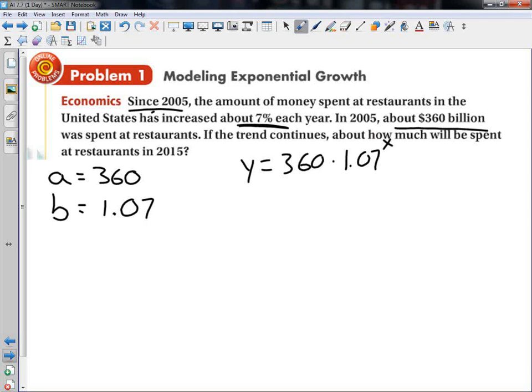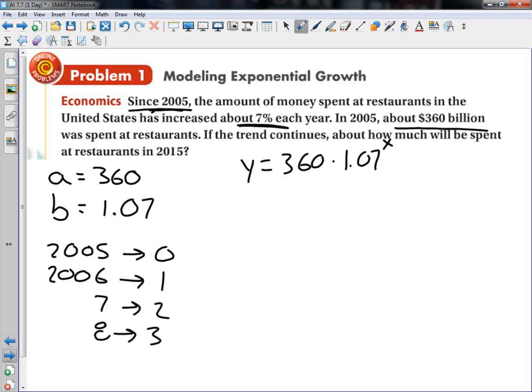Well, that's the equation. Now they want to know how much was spent at restaurants in 2015. Well, we're not going to put in 2015 for x, because since we said 2005 was my starting point, that's what we wrote as 0. All right, so 2005 was my 0. That means 2006 is 1, 2007 is 2, 2008 is 3, 2015 would be 10. So we're going to plug in 10.